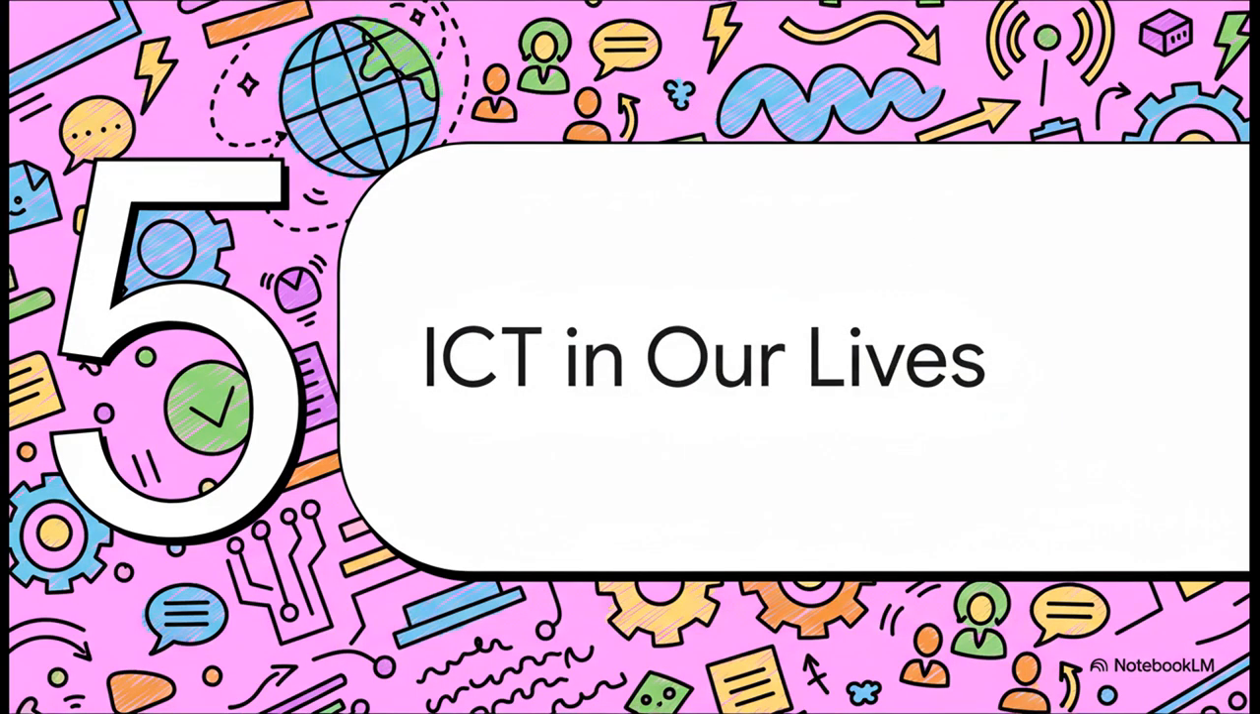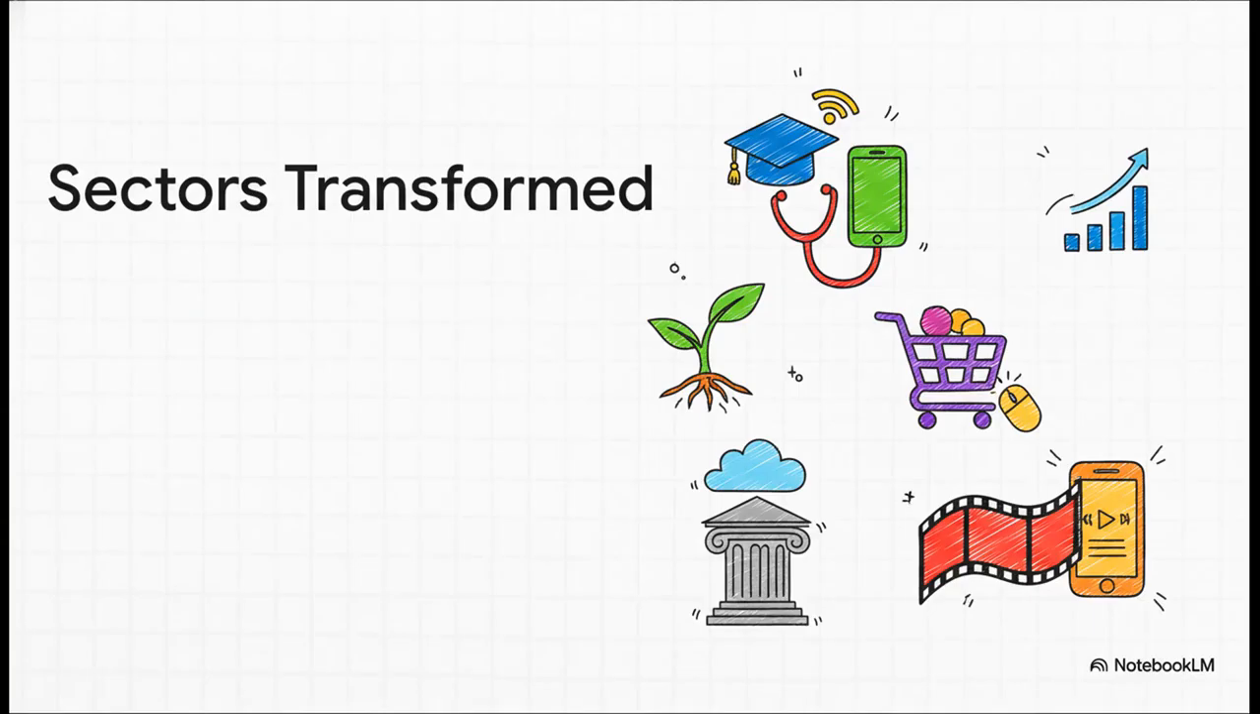Okay, so that's the theory. But where does this ICT stuff actually show up in our day-to-day lives? The honest answer? It's literally everywhere. It's so woven into the fabric of our world that a lot of the time we don't even see it. I mean, just look at this list. Think about how online learning has totally changed education, or how e-commerce has completely flipped how we shop for things. From healthcare and entertainment all the way to farming, it's actually hard to think of a single part of our society that hasn't been completely transformed by ICT.